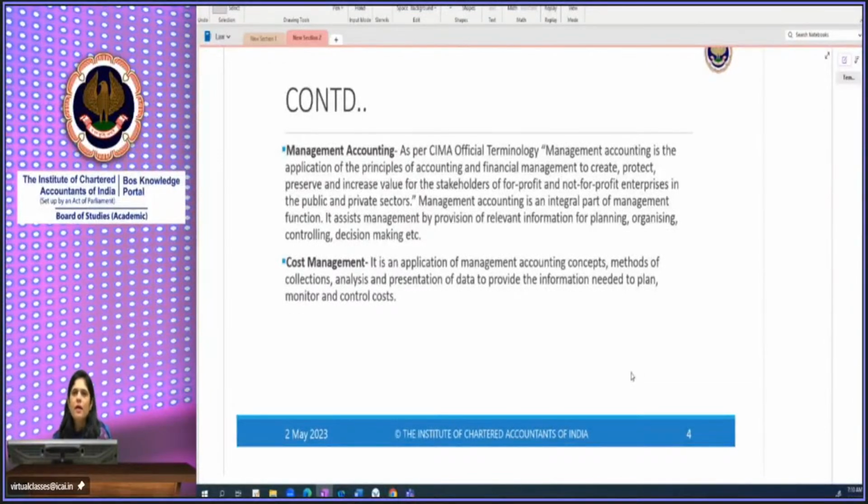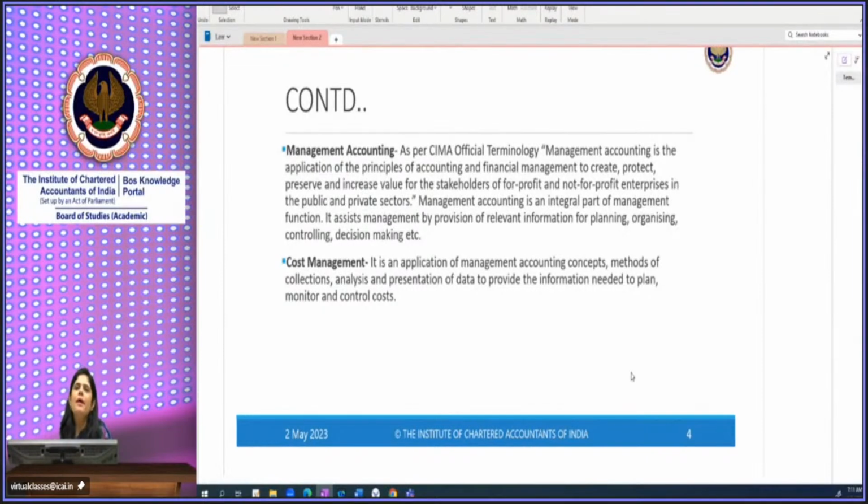It includes all the accounting principles and techniques: cost accounting, financial accounting, management accounting. So the application of all the techniques of accounting and of course the financial management also, which we call business finance, to create, protect, preserve, and increase the value for the stakeholders. So management accounting is taking everything together, every accounting principle, whether it's cost or financial accounting or financial management or taxation or planning. So everything, the application of all the techniques and the principles and the methods to increase the value of the shareholders at the end of the day is part of management accounting.